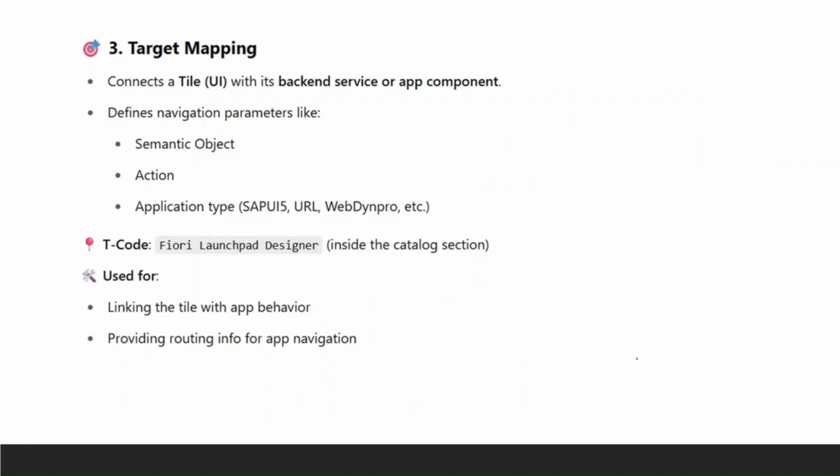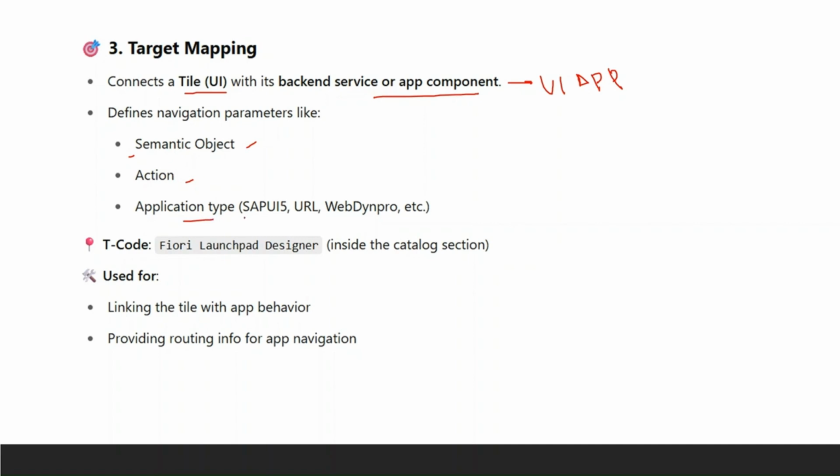Coming to the third, that is target mapping, which actually connects the tile with the backend services or the app component. So target mapping connects the UI with the application component. It is nothing but the UI app basically. It defines navigation parameters like semantic object and action. What are these? I am telling you in the subsequent slides. Semantic object, action, and application type.